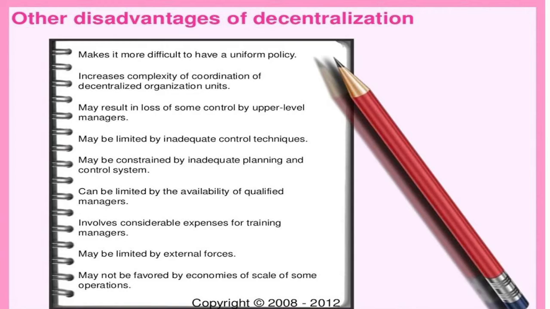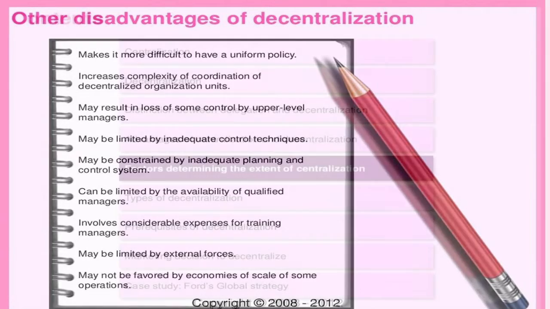It makes it more difficult to have a uniform policy and increases the complexity of coordination. Loss of some control by the upper level may be limited by inadequate control techniques, may be constrained by inadequate planning and control systems, and limited by the availability of qualified managers. So these are a few disadvantages of decentralization.